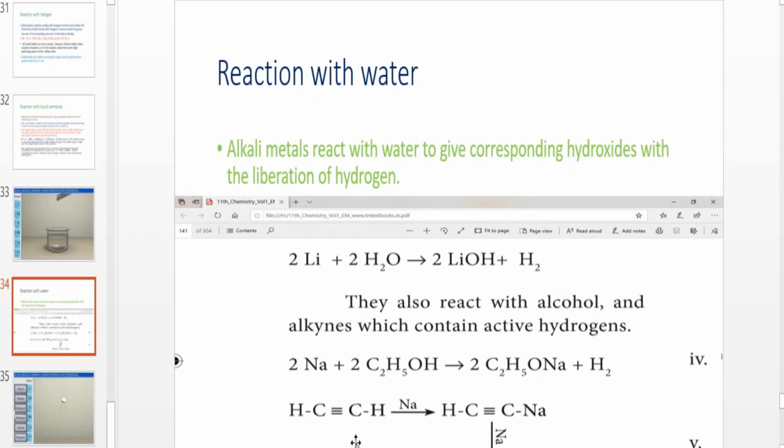Active hydrogen இருக்கக்கூடிய இந்த ஆல்கஹால்ஸ்லையும் alkynes these alkali metals react பண்ணுது. Listen here. When sodium reacts with ethyl alcohol it gives sodium ethoxide. Okay, here the sodium reacts with the acetylene to give sodium acetylide. Okay, next.